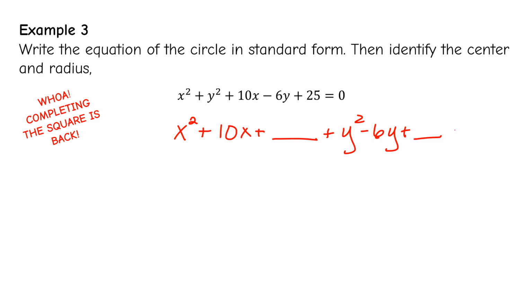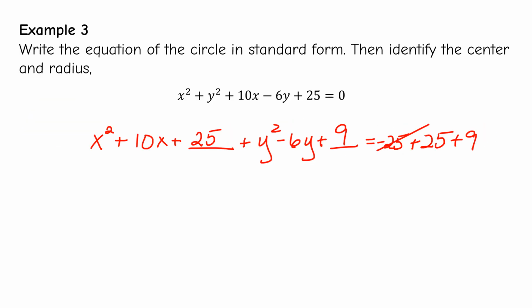I'm going to move the 25 to the right side of the equation and make it -25. And remember, if you're going to add 25 and 9 to the left side of this equation, you're going to have to add it to the right side also. The 25s, the positive and negative cancel out, and you're just left with 9. All right, so remember to write x squared plus 10x plus 25 as a perfect square binomial. You're going to write that as x plus half the x coefficient.